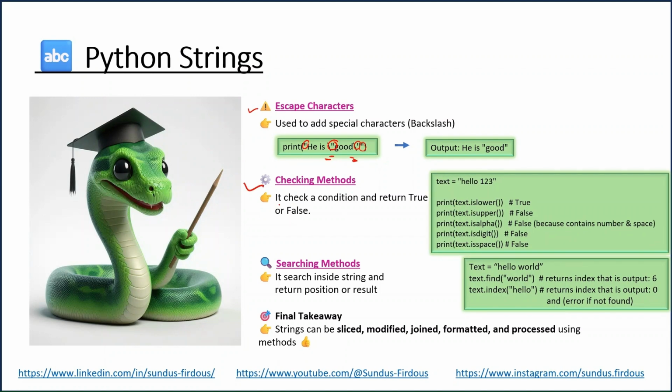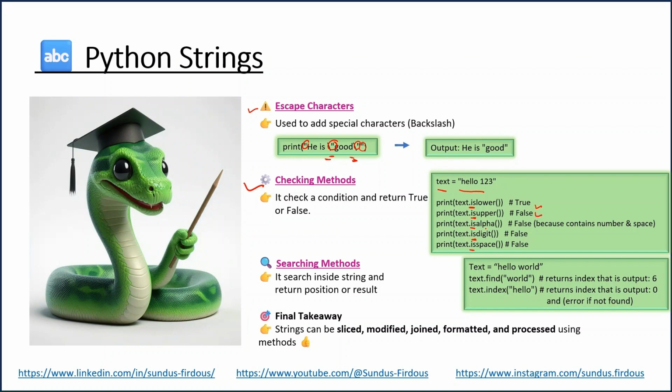Checking methods. They check a condition and return true or false. For example, here I took text equal to hello 123. Now I will use specifically the is methods. It will check whether this string is in lowercase or not. Yes, it is in lowercase. Then it will check, is it in uppercase? No, it's not, so it returns false.